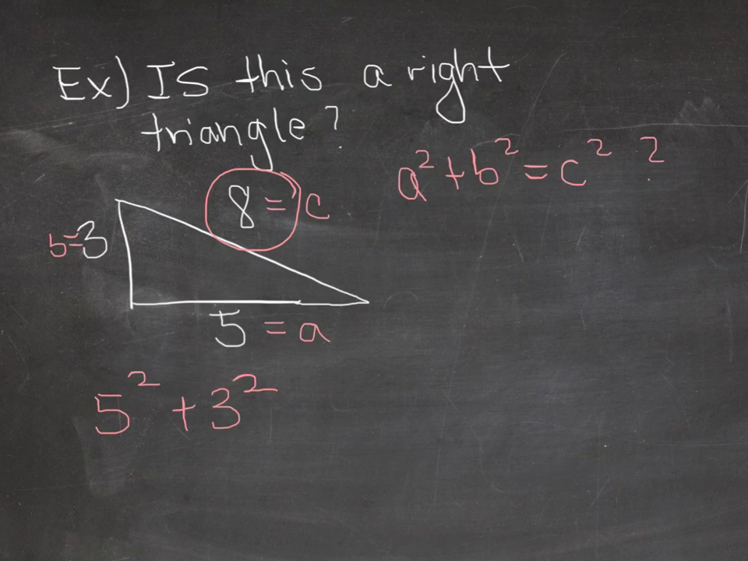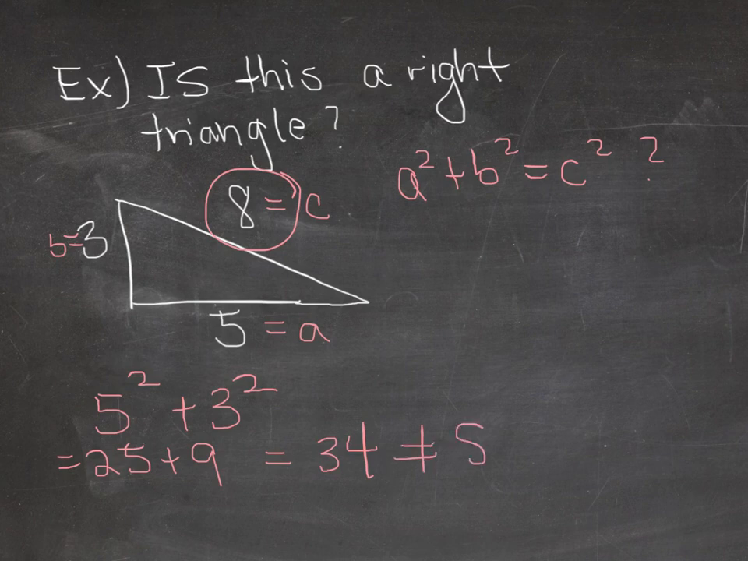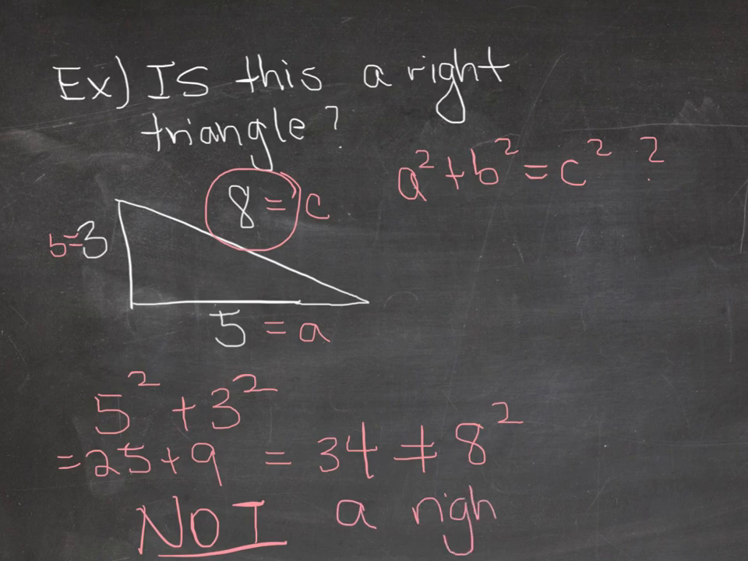I'll evaluate this first. I have 5 squared plus 3 squared, so that's 25 plus 9, which is equal to 34, which is not equal to 8 squared, which is 64. So therefore this is not a right triangle. It does not satisfy the Pythagorean theorem.